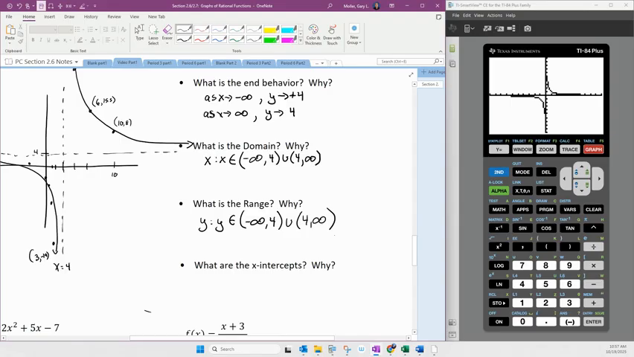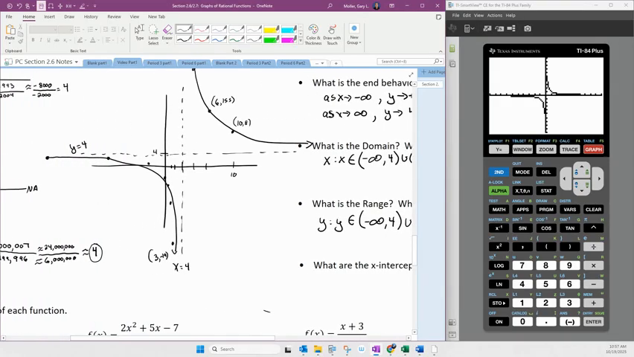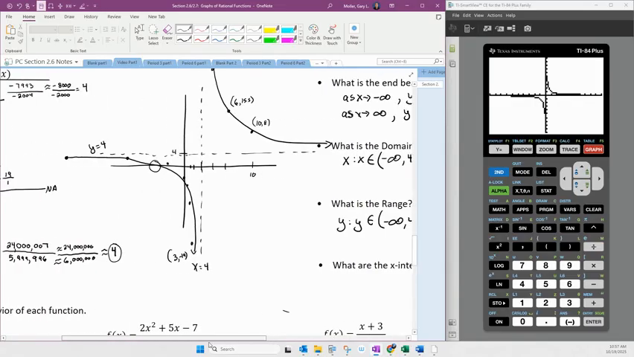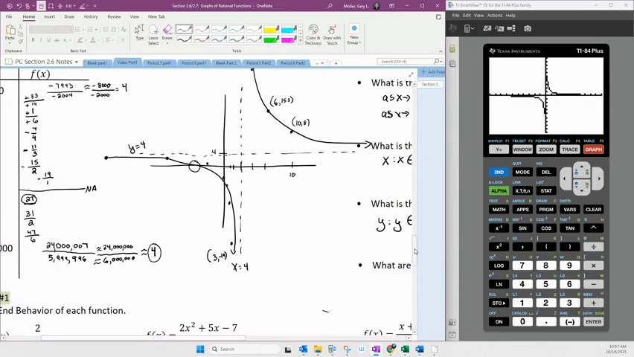And do we have any x-intercepts? We do have one x-intercept. It is located over here someplace. So how are we going to find an x-intercept? We let the function equal 0. So let's go to our function, which I've lost track of. You know what I'm going to do? I'm going to zoom out here.